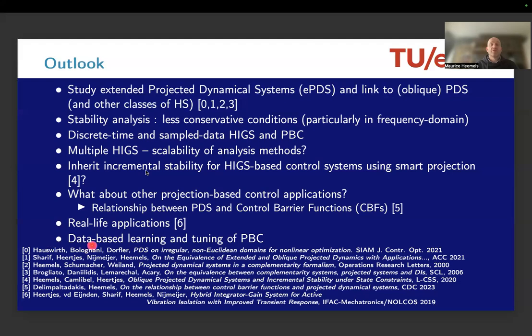Applications are important, also data-based learning and tuning of projection-based controllers, right? So using data, but also online learning and improving the parameters of PBC, also when the plant is shifting, so that you adjust your controller online.